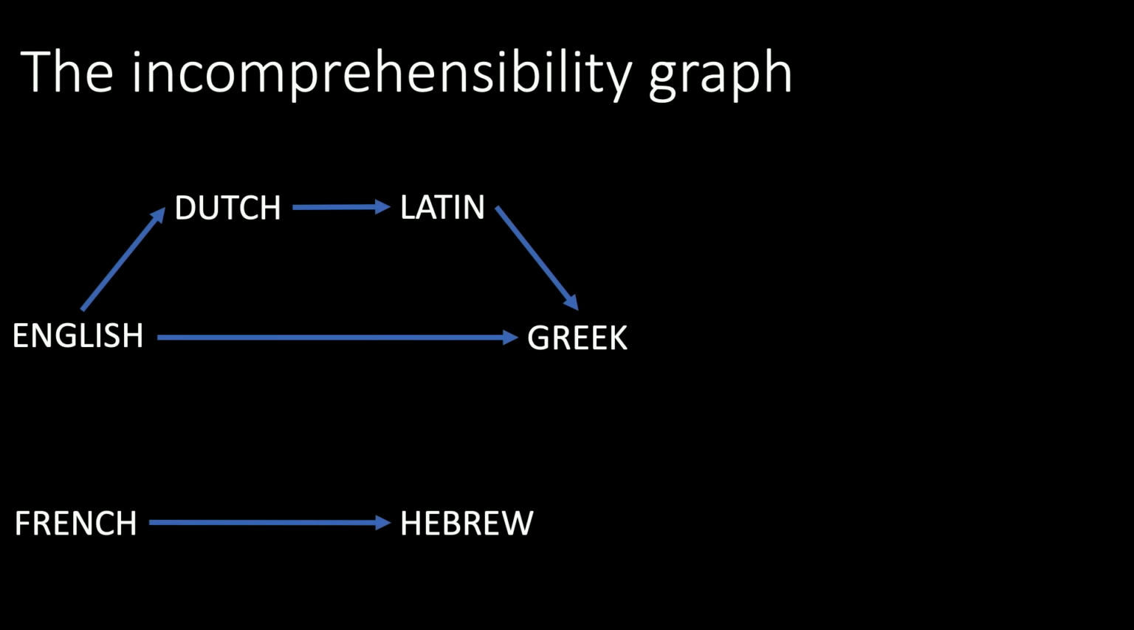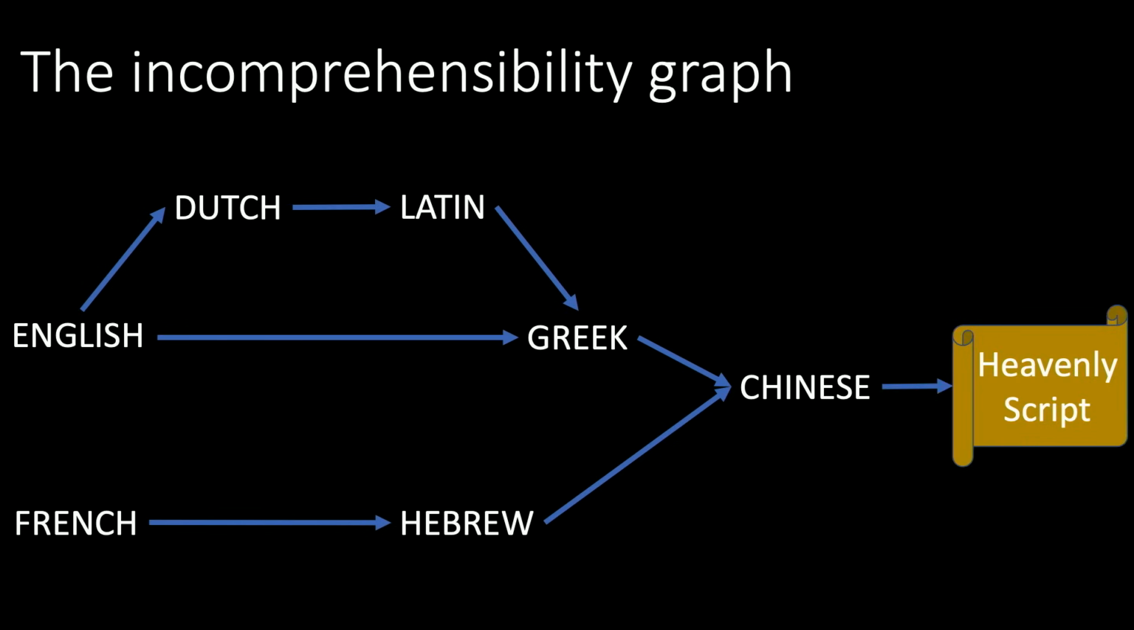What about Hebrew? Well, both Greek and Hebrew don't understand Chinese. So we get to Chinese. And what does Chinese not understand? Well, there's a lovely expression, heavenly script. It's heavenly script to me. So the writing of heaven is the ultimate incomprehensible language.